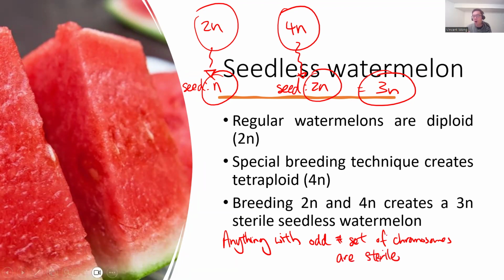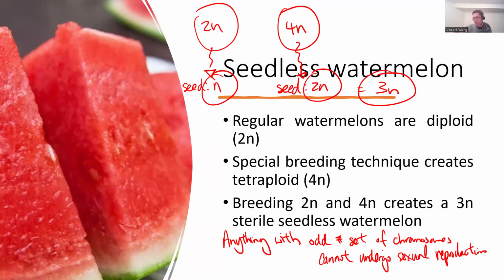Okay, you cannot have an odd number of sets of chromosomes and be able to undergo sexual reproduction. I should rephrase this. Anything with an odd number of sets of chromosomes cannot undergo sexual reproduction. Remember, sexual reproduction means you have to create the gametes.